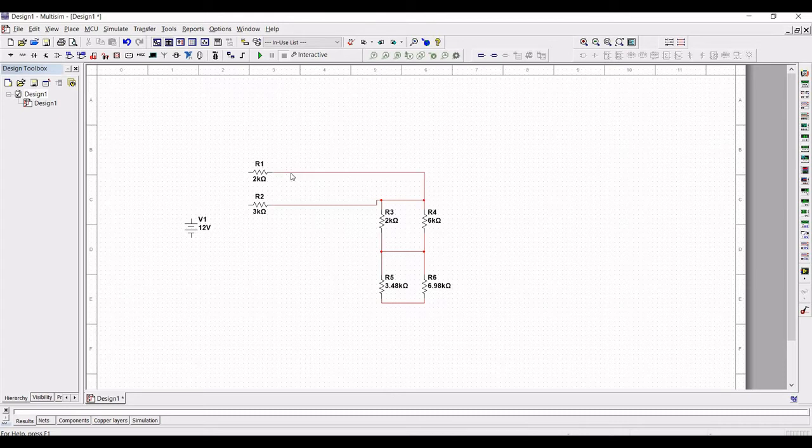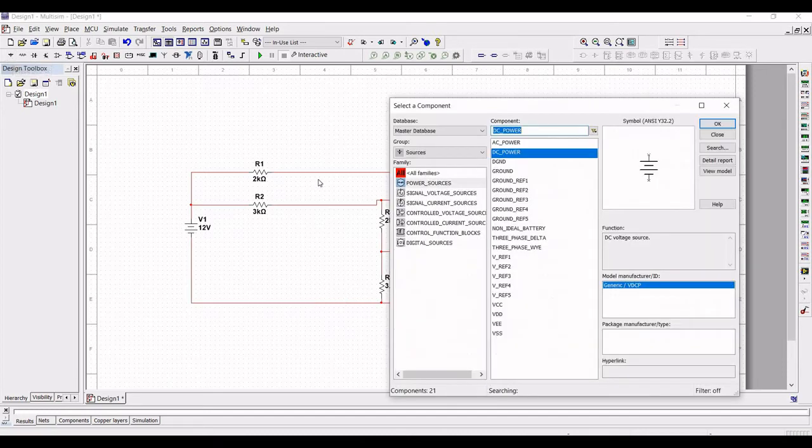resistor R2 and R1 to the voltage source V1. Now connect the voltage source V1 to resistor R5 and R6. Now click on source and select the group as source and click on ground. Place this ground connection on the schematic window.